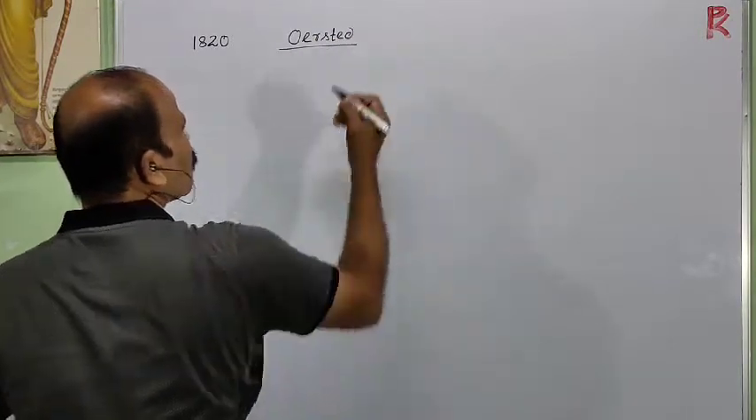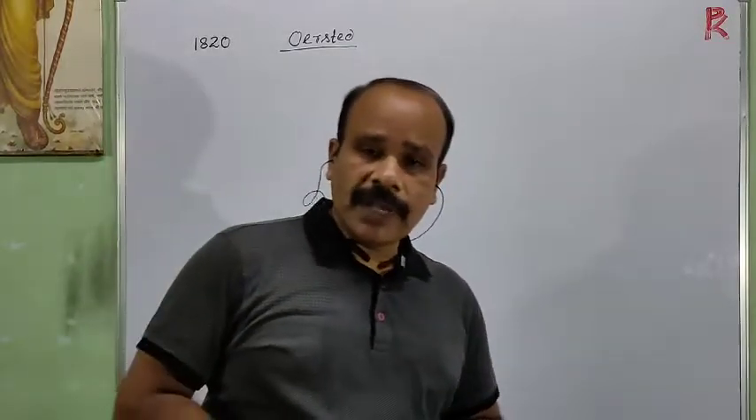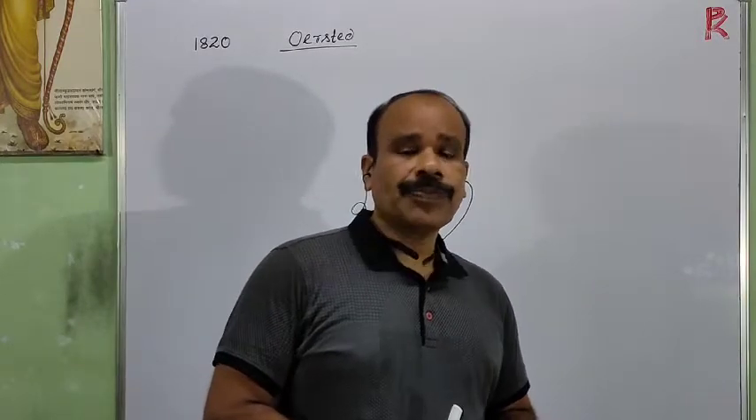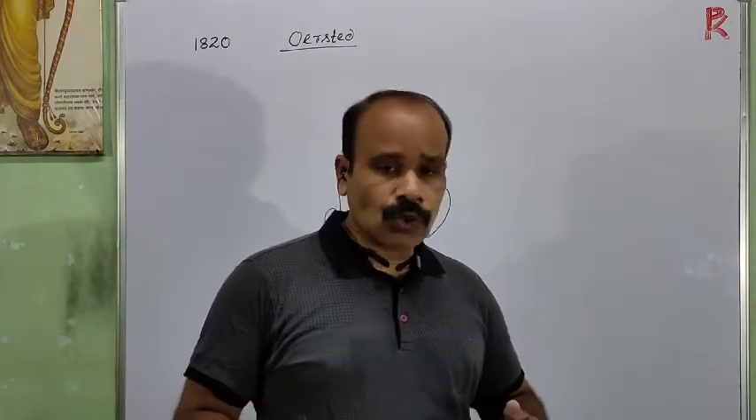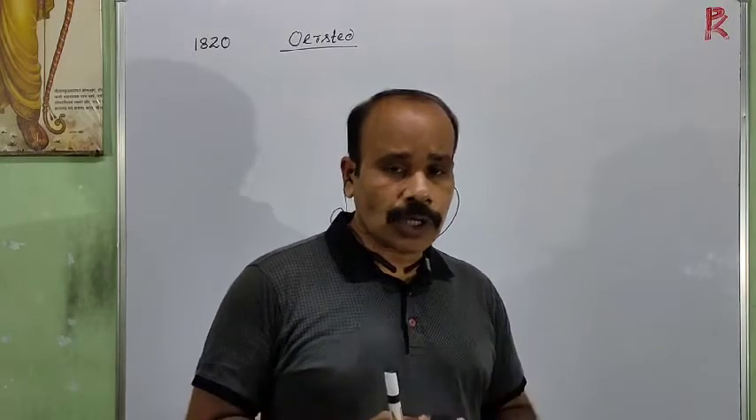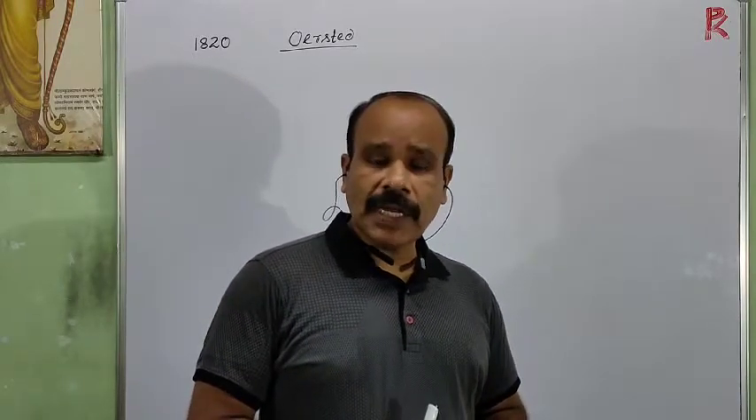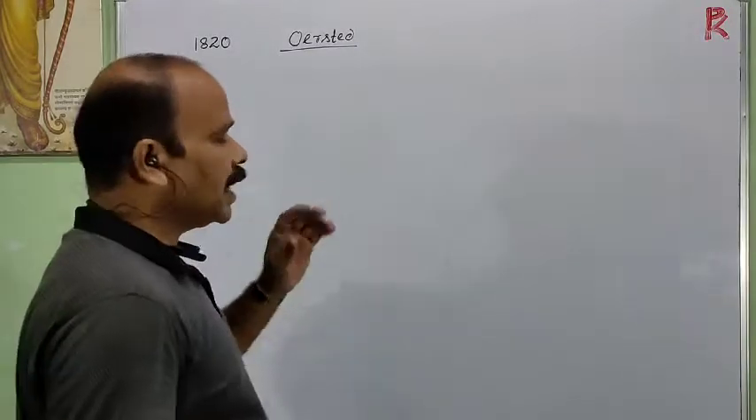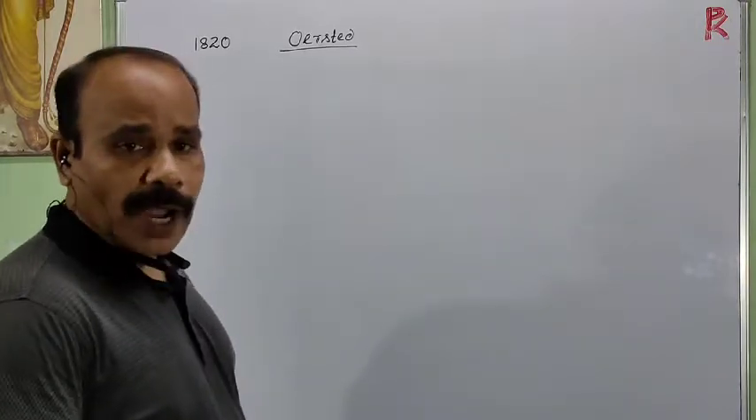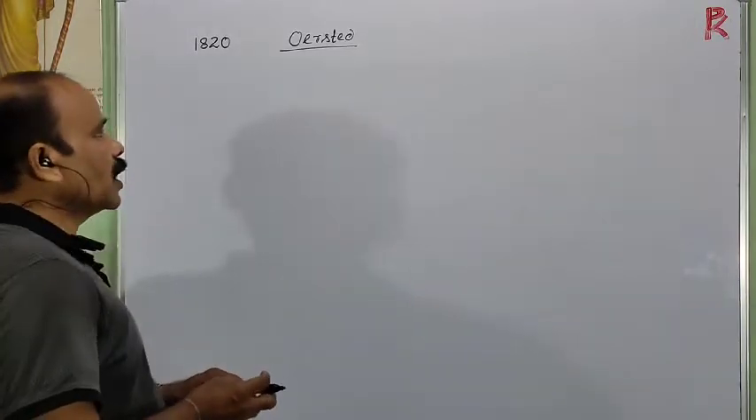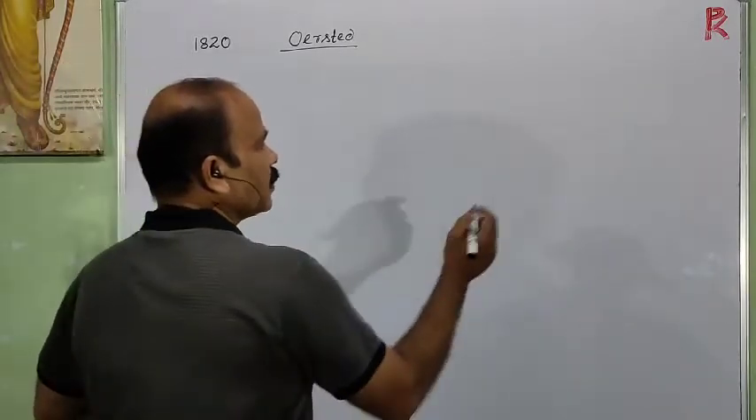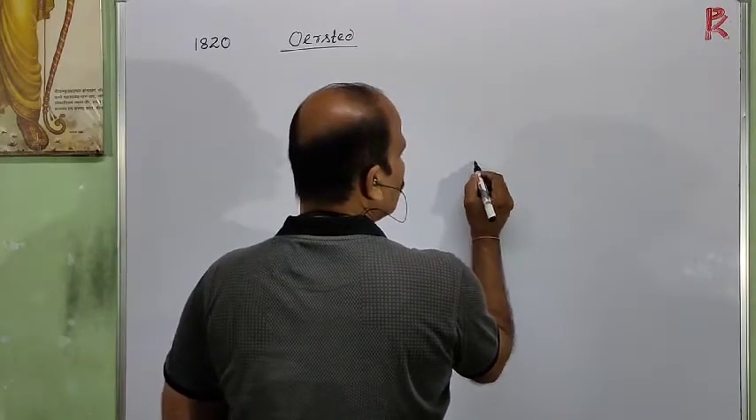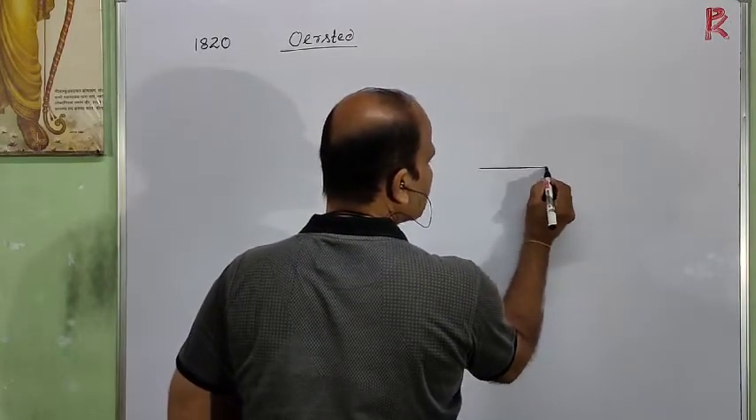Oersted, a great name in physics, performed a wonderful experiment, and from that we conclude that a current carrying conductor produces a magnetic field all around it. Let us first discuss this experiment, and after this we will discuss Biot-Savart's law. See, what does Oersted's law say, Oersted's experiment, not Oersted's law, Oersted's experiment.